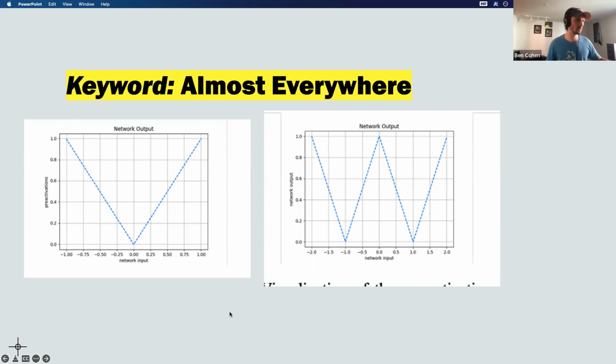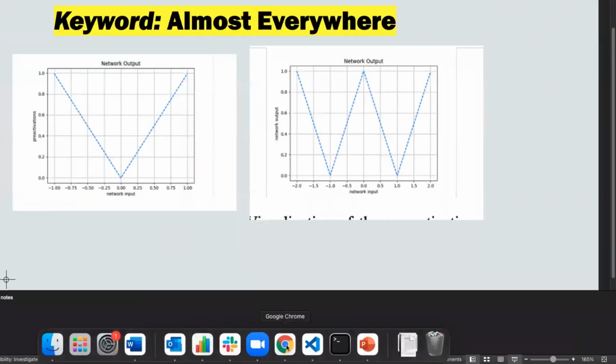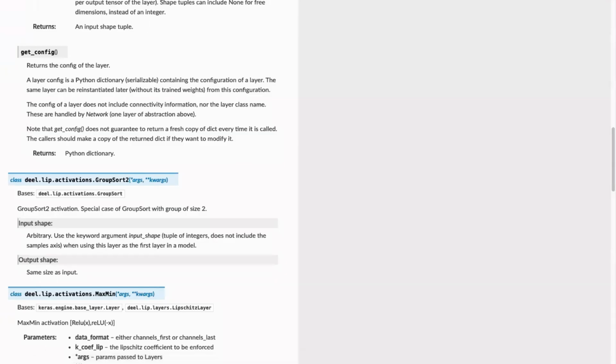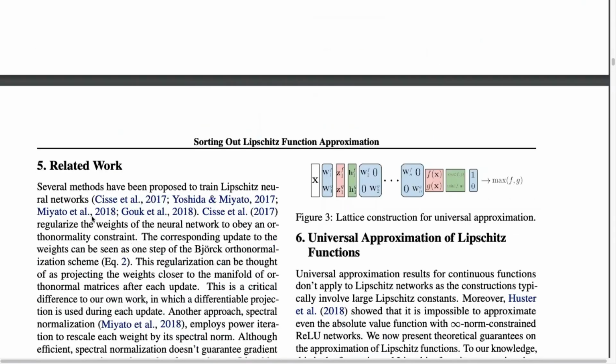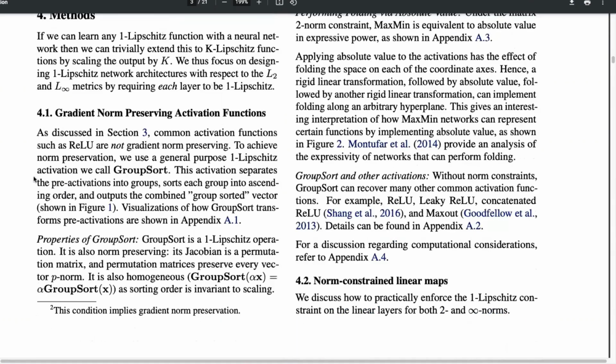Maybe now it's also a good time to look at the actual paper. Let me make my participant a little smaller. Okay, running short on time.